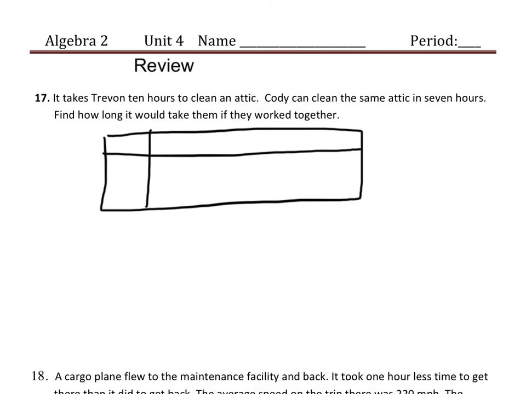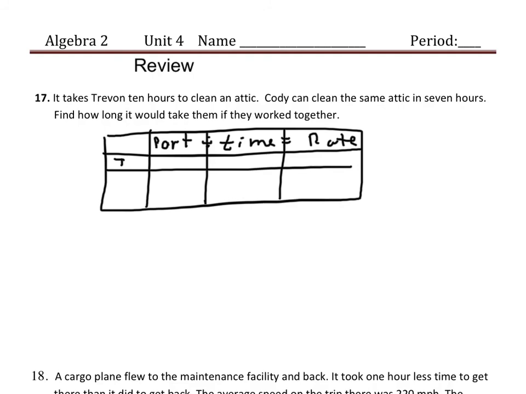Right here I'm going to put the part of the job that they do. We're going to divide that by the time it takes each person to do it, and that is going to be equal to their work rate. Over here we have Trevor, so I'm going to put a T for Trevor, and a C for Cody, and then we have Trevor plus Cody, so working together.